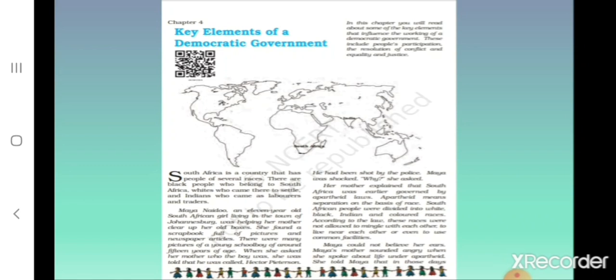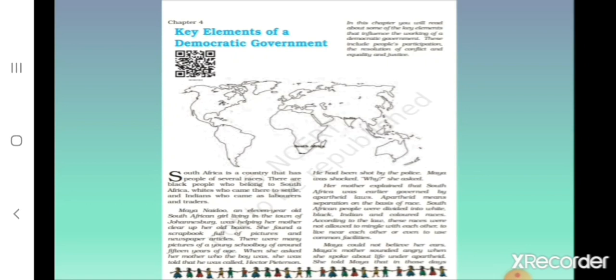Children, today we learned about South Africa. That is, South Africa is a country that has people of several races. That is, black people who belong to South Africa, whites who came there to settle, and Indians who came as laborers and traders. And we learned about apartheid laws.